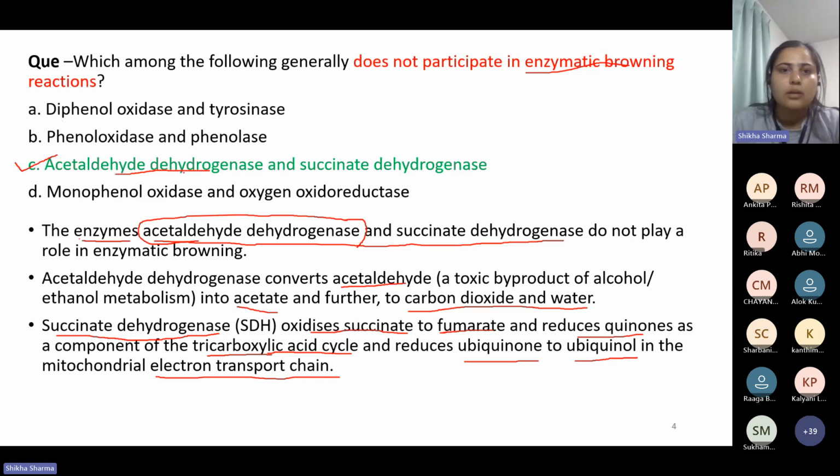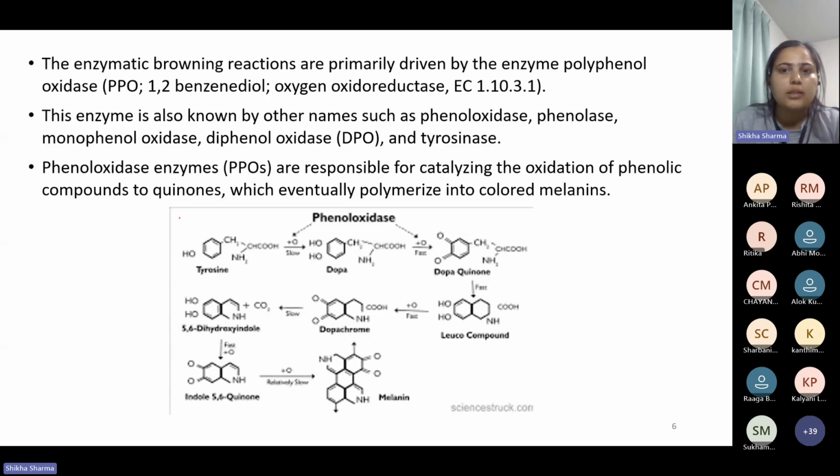Other enzymes participate in the enzymatic browning reaction, like the enzyme polyphenol oxidase.